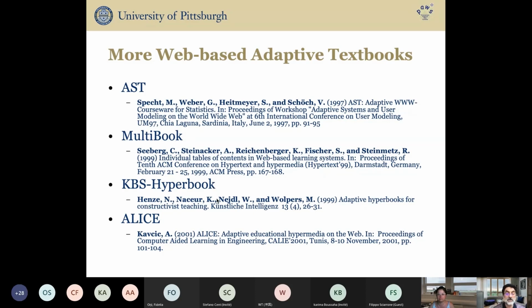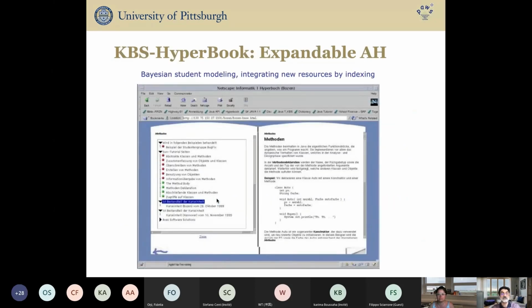Hyperbook. Just to show you more examples, here is the KBS Hyperbook, a project from Hanover, by Wolfgang Nejdl and Nicola Henze. That was to some extent similar to what we did in ELM-ART with a different kind of navigation support, but you could also open external resources, which was not an option for ELM-ART, and it also had better student modeling using Bayesian modeling.